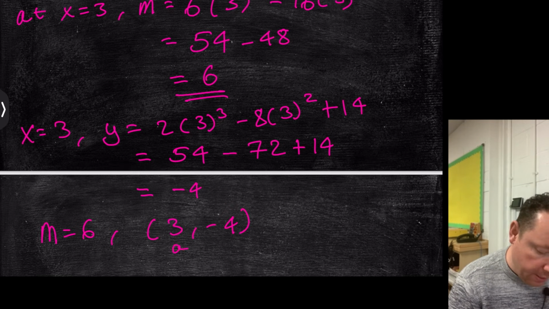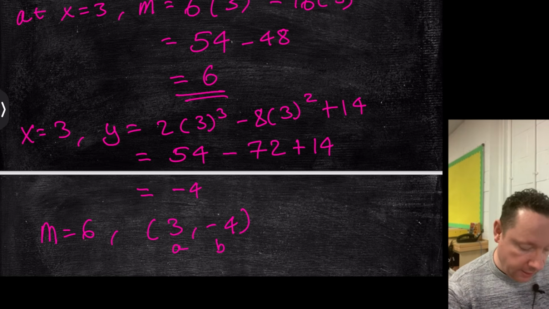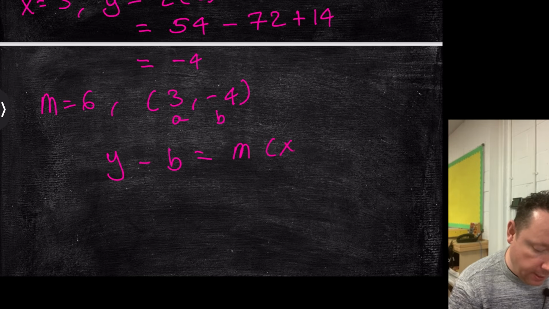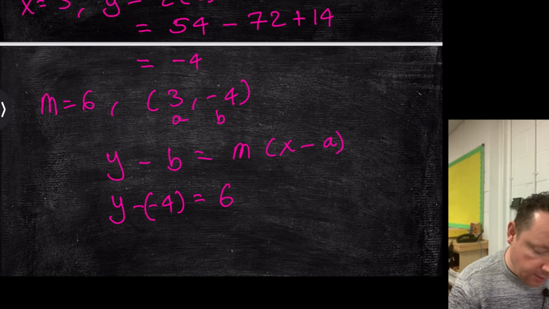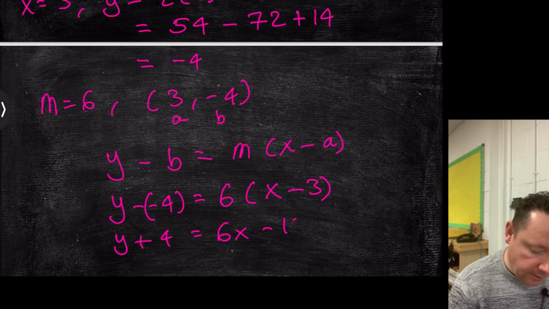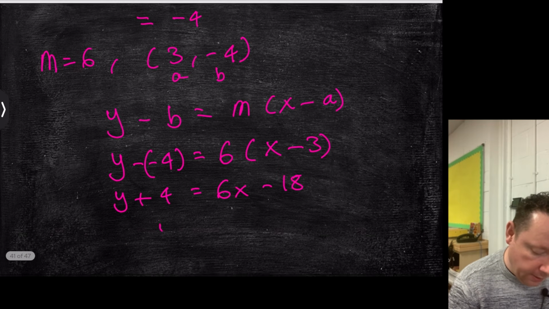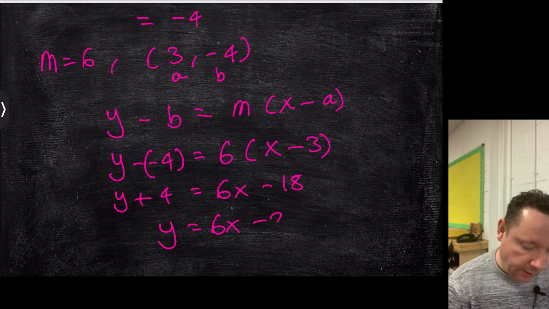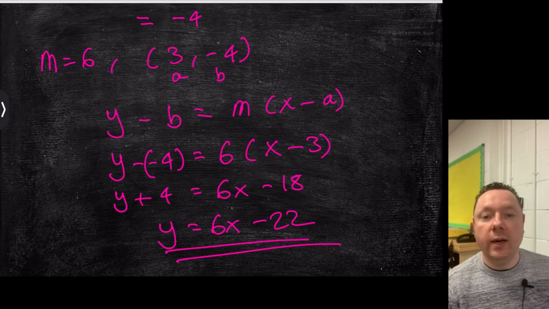So that's my a and b for y minus b equals m times x minus a. y minus minus 4 equals 6 times x minus 3. So y plus 4 equals 6x minus 18. Or y equals 6x minus 18 minus 4, which is 6x minus 22. And there we go, equation of a tangent.